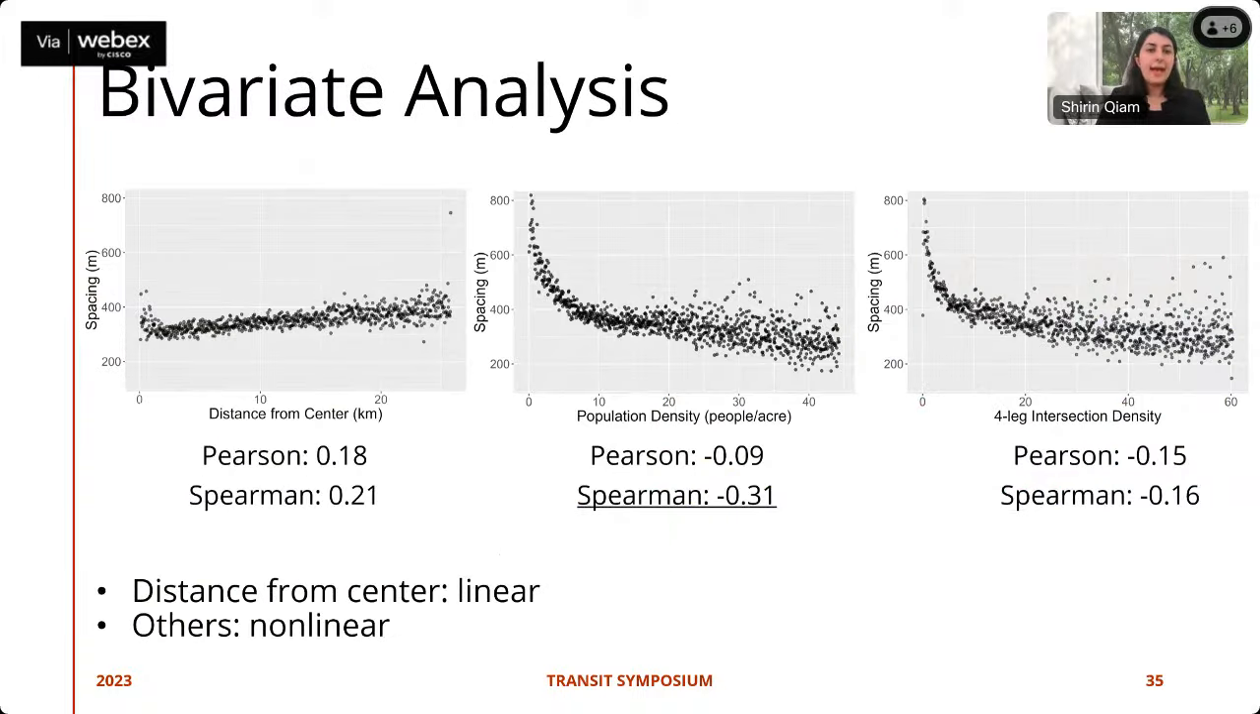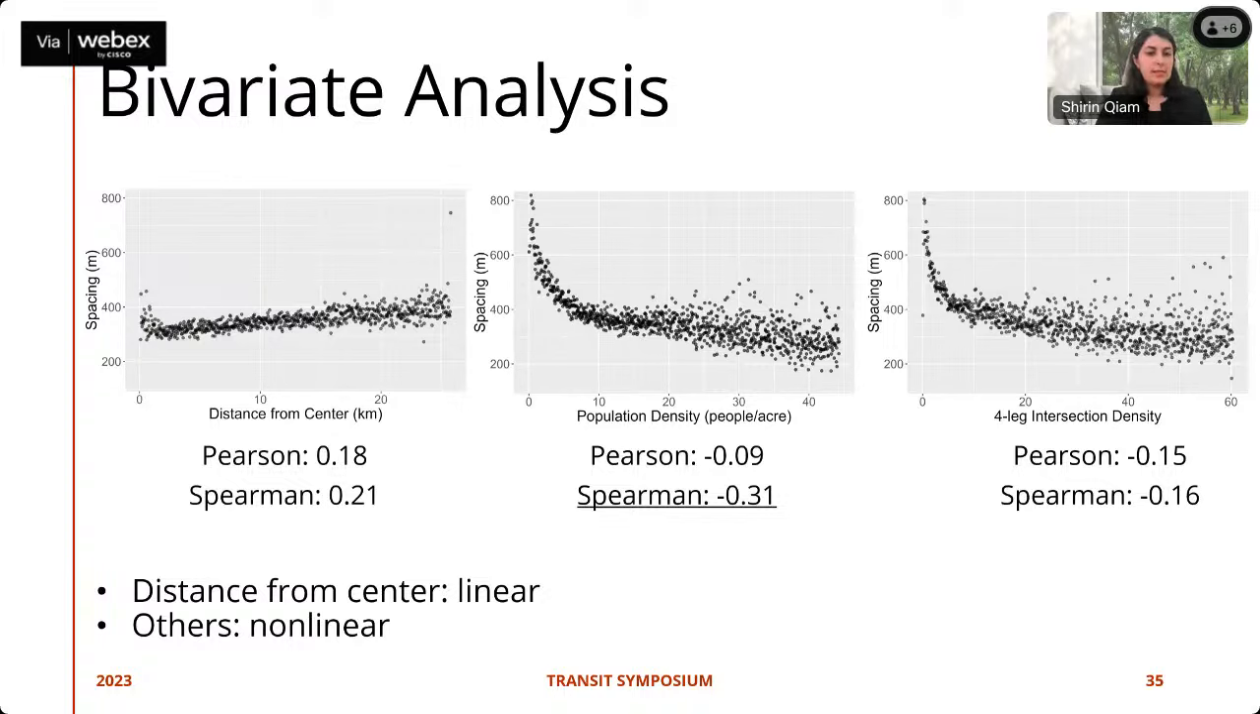As we did for distance from center, we can explore the bivariate relationship between bus stop spacing and our other independent variables. Here, these figures show bin scatter plots for just some example variables. We use a bin scatter plot here because our data set is too large, and a bin scatter plot can show the trend more clearly. The first figure on the left is spacing versus distance from center that I talked about, and we can see a linear relationship here.